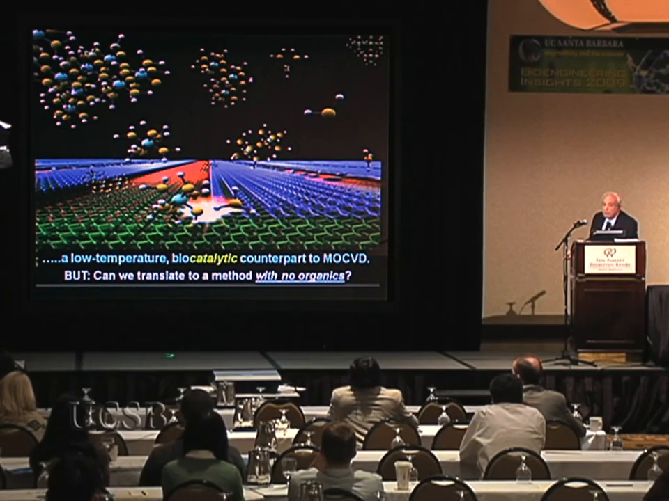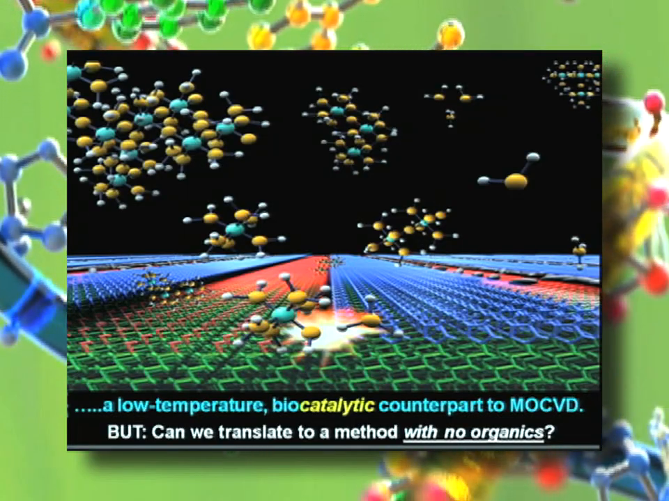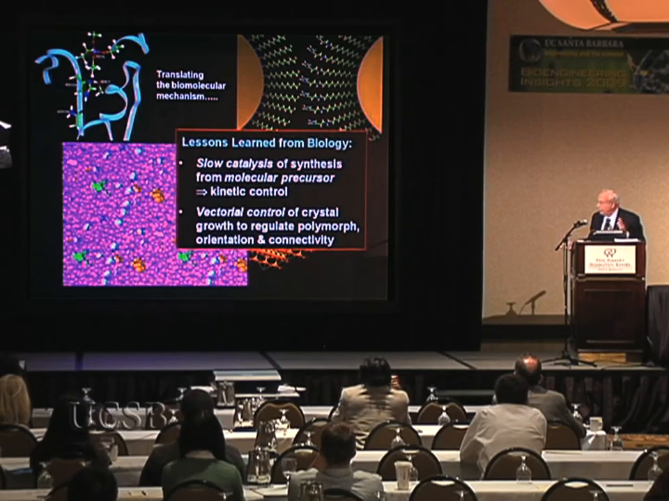But our colleagues in engineering asked, can we get rid of the carbon completely and find a way to make pure semiconductors without any organics? So we had to take a step back and translate from what we learned from the biomolecular mechanism into the world of pure chemistry and what I'd call hard engineering, with no biochemicals, no biomimetics. And so what are those lessons?